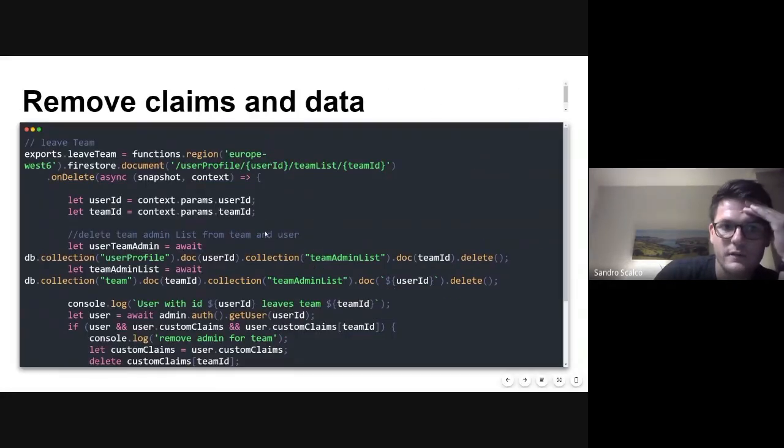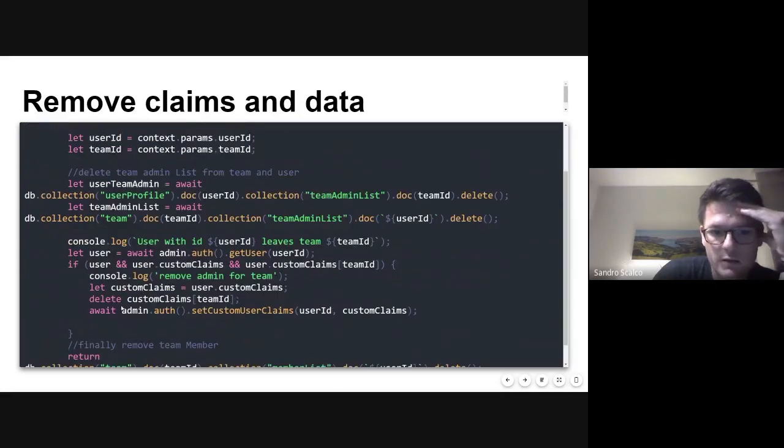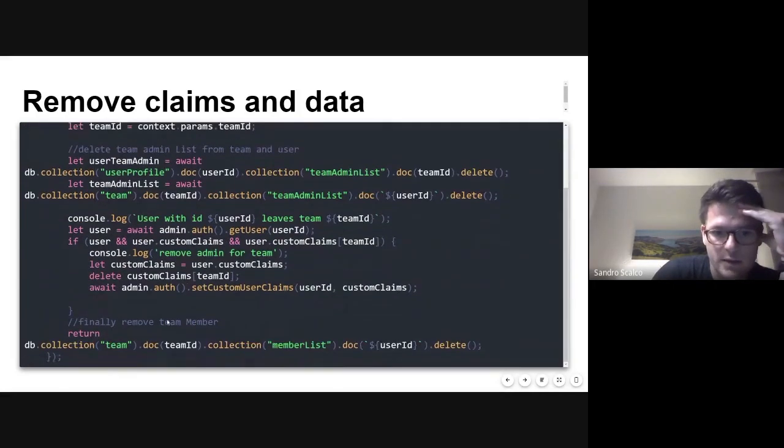Then I have this, that's actually a slide that shouldn't be here. That's a recap from the talk before, where we can loop through all the teams and remove the claims from the user. Here, set the custom claims, and then at the end we have to delete it.